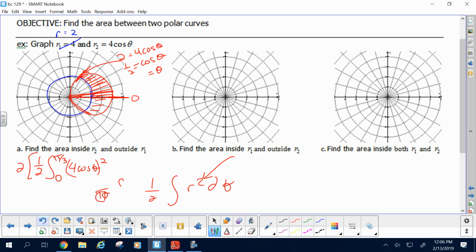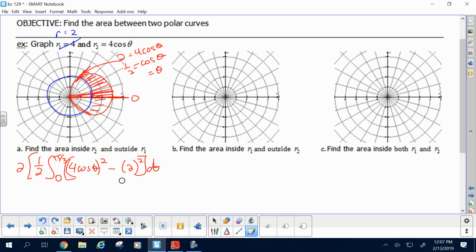Representing the area if you went all the way out to the red, but remove the area inside the blue, which is minus 2 squared. With respect to R or theta? Theta. All right, that would give you your answer.